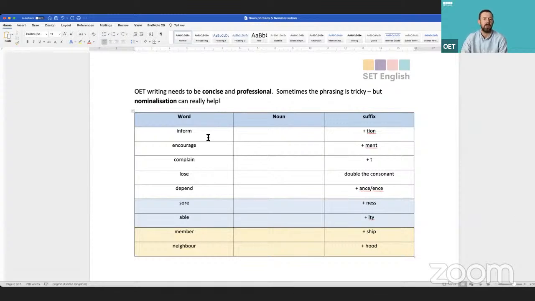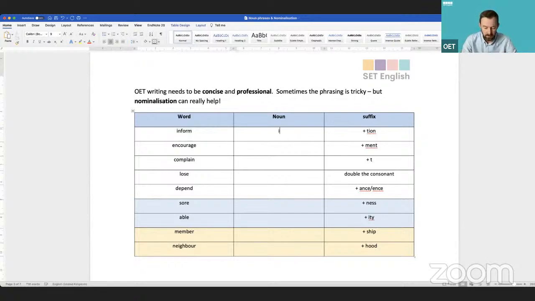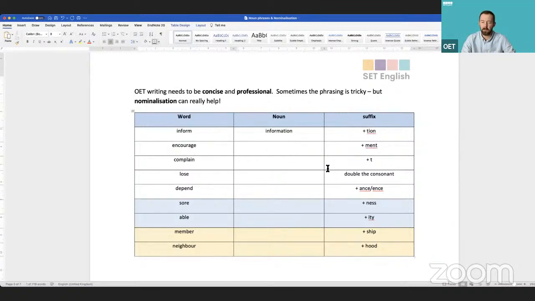Okay, Rita, you're going to do a couple for me. Inform. What type of word is inform? It's a verb, isn't it? Okay, so what's the noun? Information. That's an easy one, isn't it? Okay. Encourage. What type of word is encourage? It is a verb. What's the noun? Encouragement.